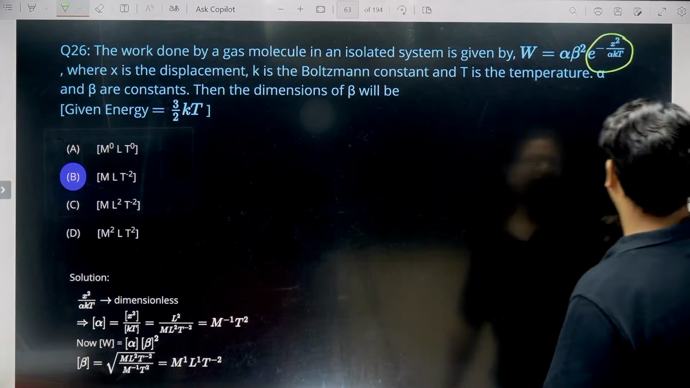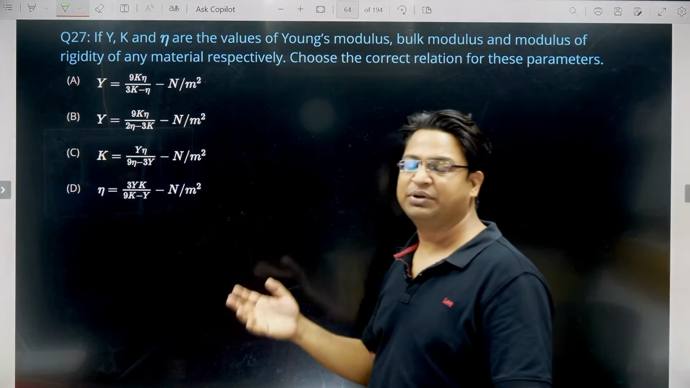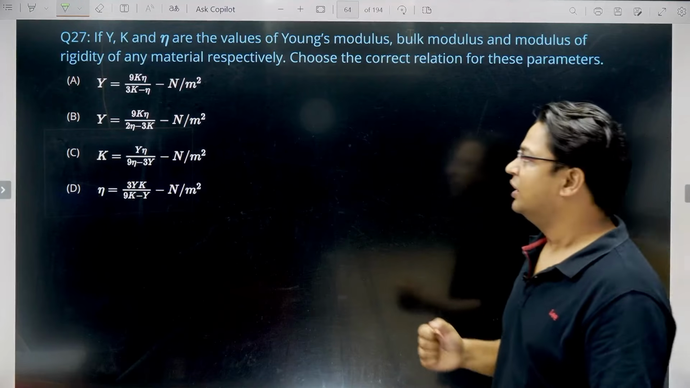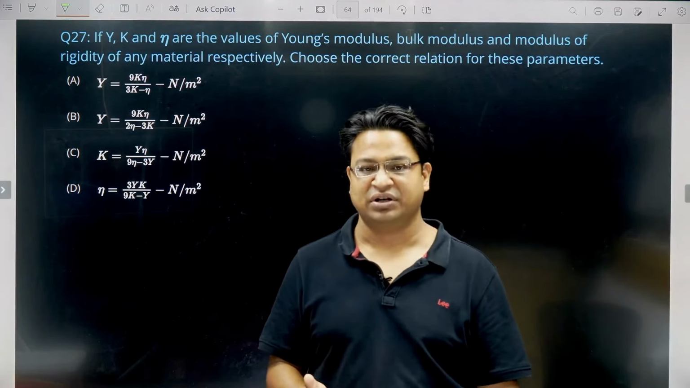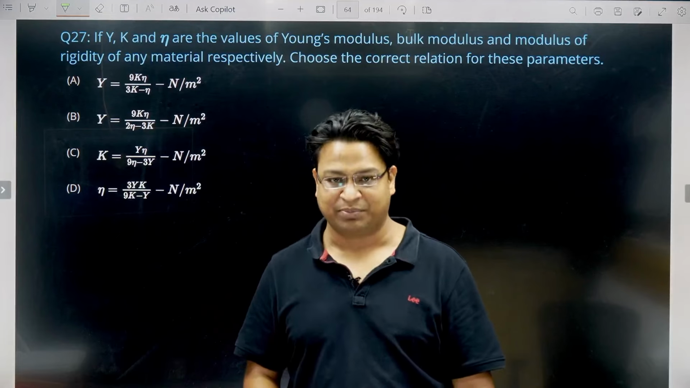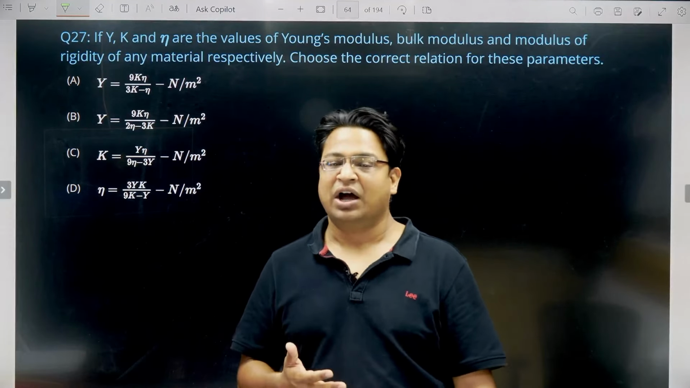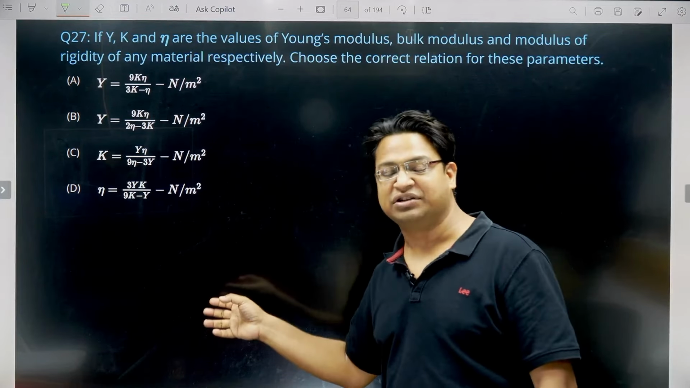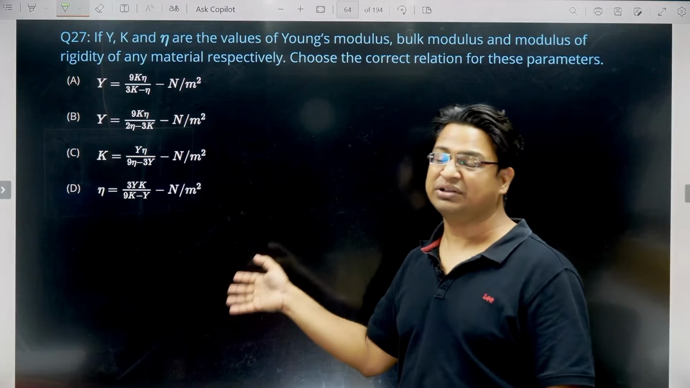Now we are going to the next question, question number 27, which is the second question in the physics section. This question asks us the relationship between the Young's modulus, the bulk modulus, and the modulus of rigidity. Now guys, this is something which we can call a fact-based question. If you don't have prior knowledge of this relationship during the exam, it is unlikely that you will be able to derive it, because the derivation is not covered in the 11th and 12th grade syllabus.